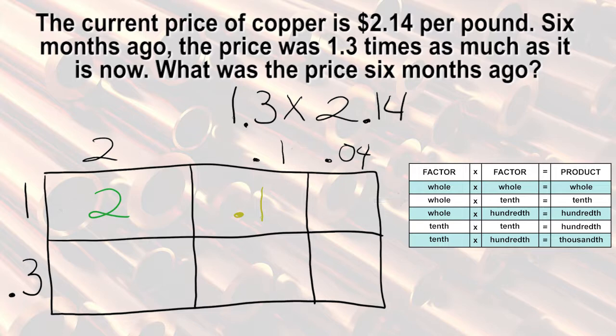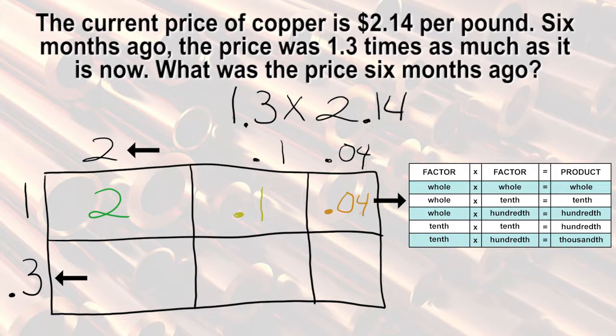To complete the top row, we will next multiply 1 by 4/100. Our product chart states that a whole multiplied by a hundredth has a product of a hundredth. One group of 4/100 is 4/100. On the second row, we will begin by multiplying 3/10 by 2. Our product chart states that the product will be a tenth.